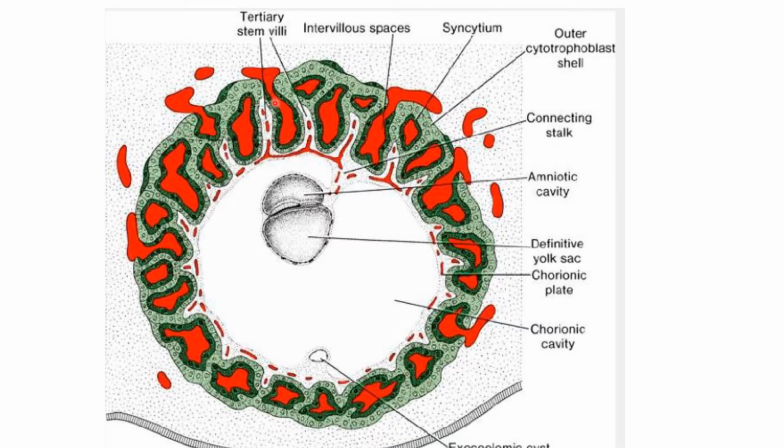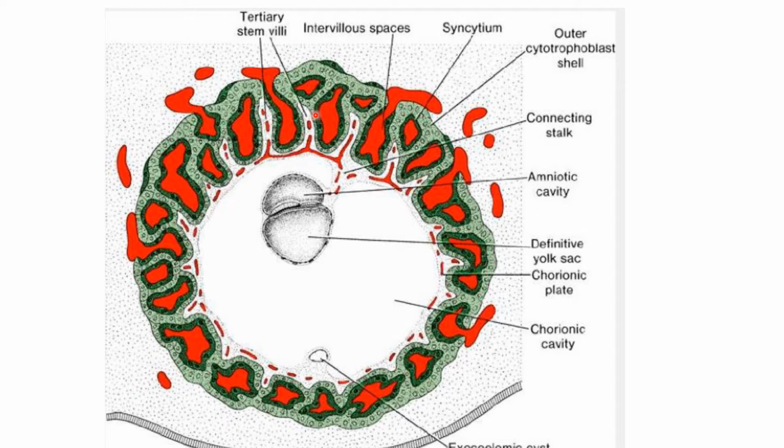Here you can see the tertiary villi developed, because within the intervillous space maternal blood comes out. The syncytium develops, with the outer cytotrophoblast cells and the connecting stalk. Here the development of the placenta is complete and tertiary villi are formed. The part of the chorion in contact with the decidua basalis is called the chorion frondosum, whereas the part in contact with the decidua capsularis is called the chorion laeve. The chorion frondosum contributes to the fetal component of the placenta, and the chorion laeve covers the decidua capsularis.